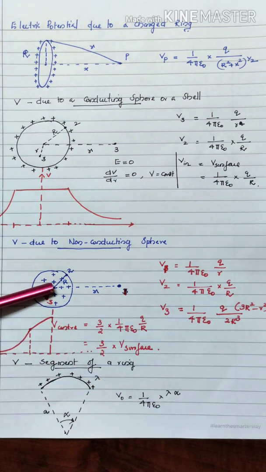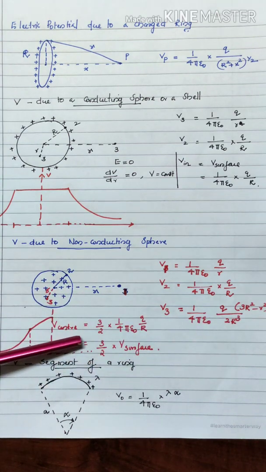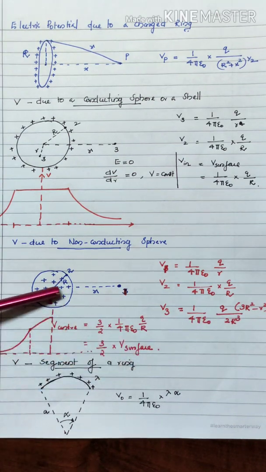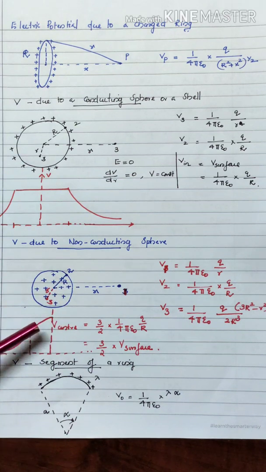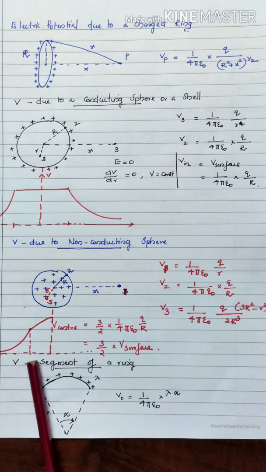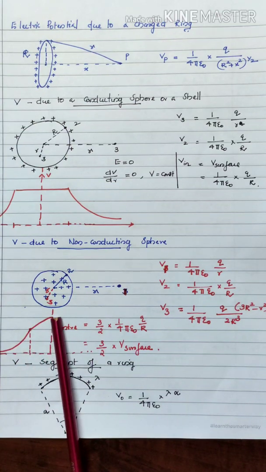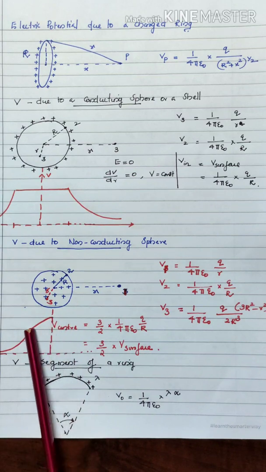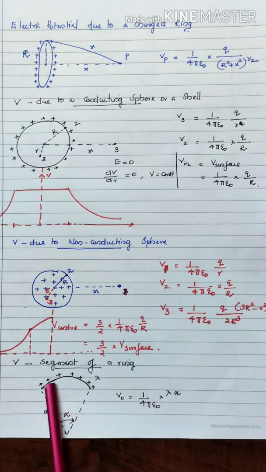But at the center, that means small r becomes 0, you get the value as 3 by 2 times that on its surface. Look at the variation. It's a very important concept. At the particular point where small r equals capital R, that value you can compare with that at the center. At the center it is 3 by 2 times that on its surface. So look at the segment and it makes an angle alpha with respect to the center.